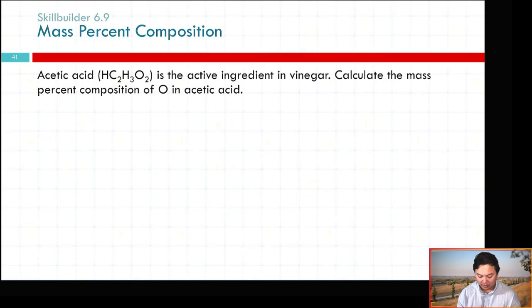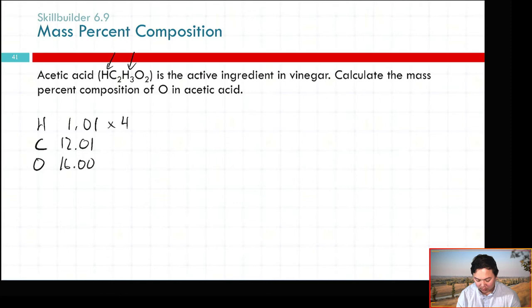We have hydrogen. This is important to note too, right? There's hydrogen here, but there's also hydrogen here. We don't need to have two separate spots for hydrogen. We just need to count all of the hydrogens. So we have hydrogen, carbon, oxygen. We know oxygen is 16.00, carbon is 12.01, hydrogen is 1.01. Then we have how many of each of these? This is times 4, times 2, and times 2.